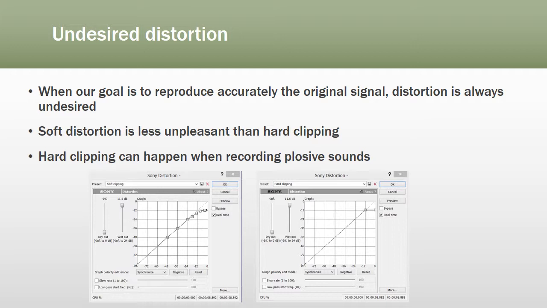This is voice without distortion. This is voice with soft clipping. This is voice with hard clipping.